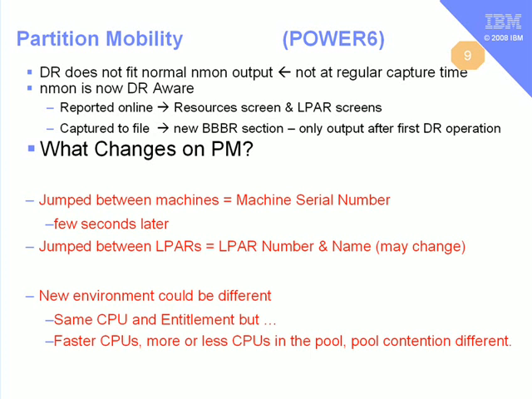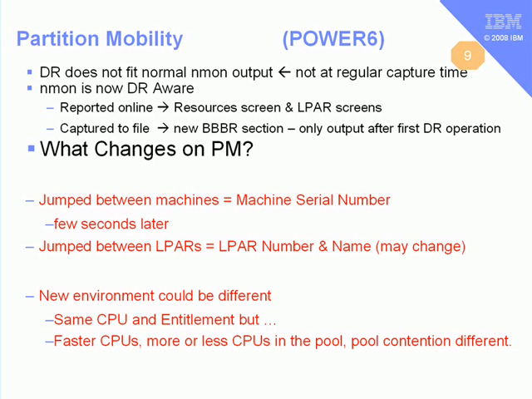So what actually changes when we do partition mobility? Well, clearly it's between two machines, so the serial number will be different. The logical partition number and name may change if there's already a logical partition with those same details on the target. The logical partition will be the same in terms of the number of CPUs and its setup and the amount of memory it's got, but we might be running now on a machine with faster CPUs or slower.